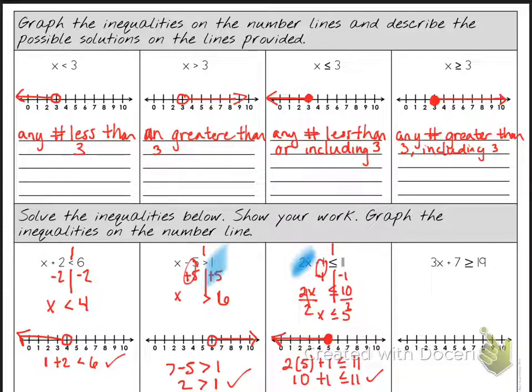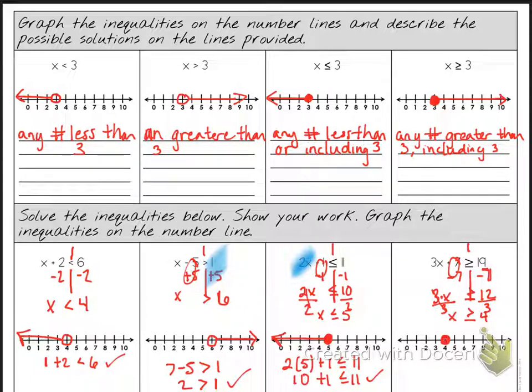Alright, and then let's look at the fourth one. We have our inequality sign. We're adding 7, so we need to subtract 7. That zeroes out. We get 3x is greater than or equal to 19 minus 7. I need to make sure I make that more pronounced. 19 minus 7 is 12. We're multiplying by 3 here, so the inverse of multiplying by 3 is dividing by 3. So we get x is greater than or equal to 4.